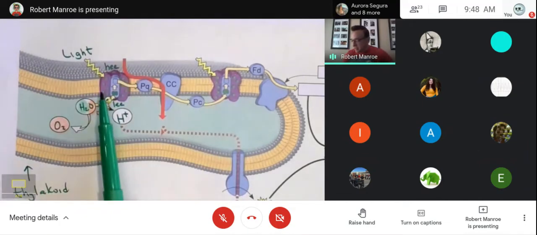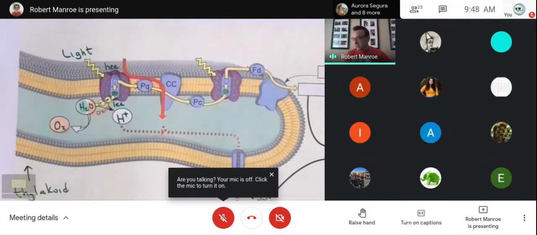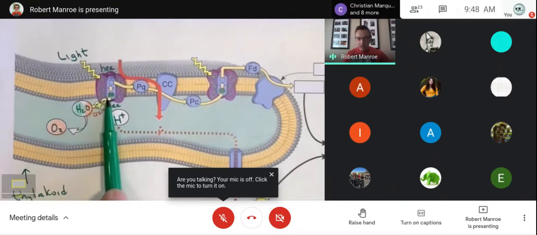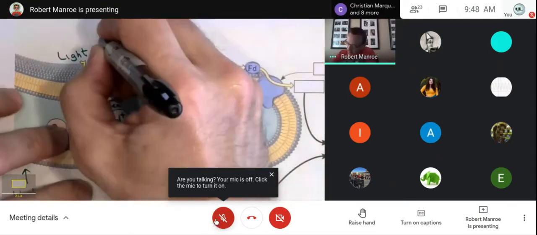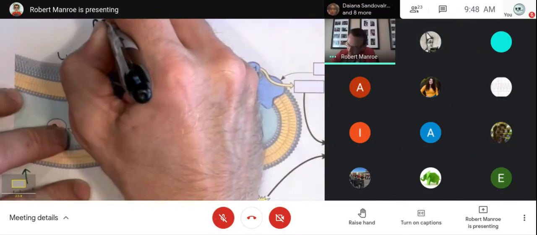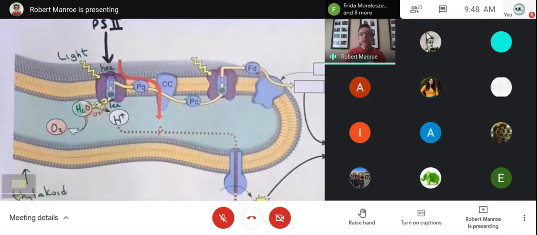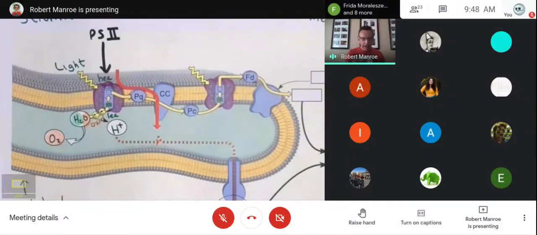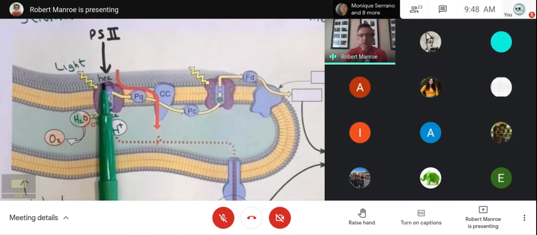That happens inside of this complex of proteins here. This is a photosystem. Which photosystem? Two. If you could get on the naming committee, if we could please call that photosystem A, that would be awesome. To number them is ridiculous. All right, so now you have high energy electrons.